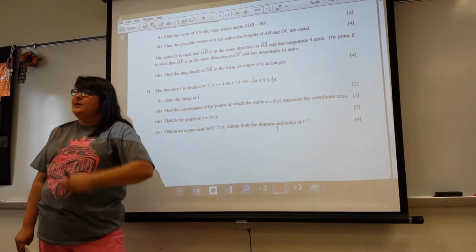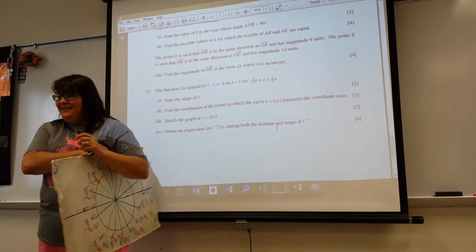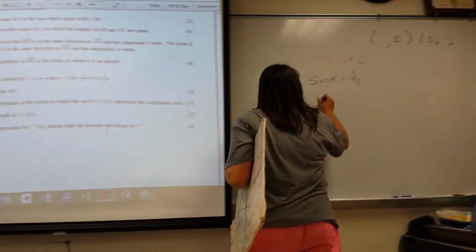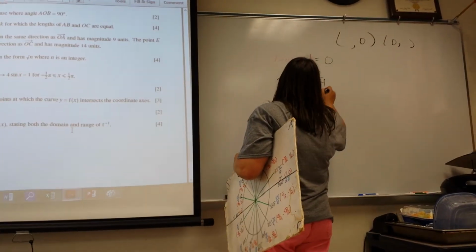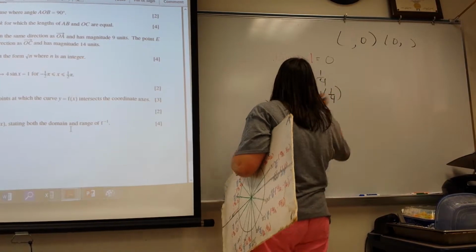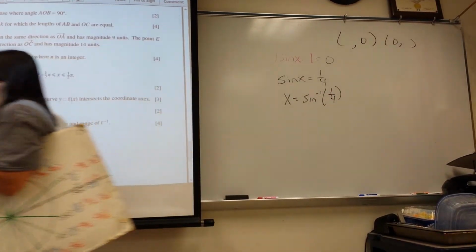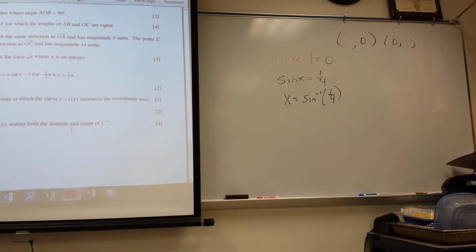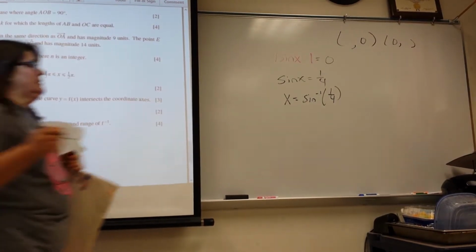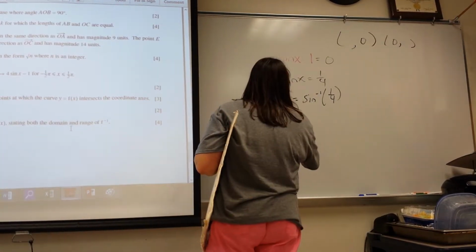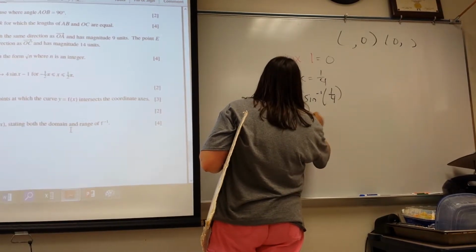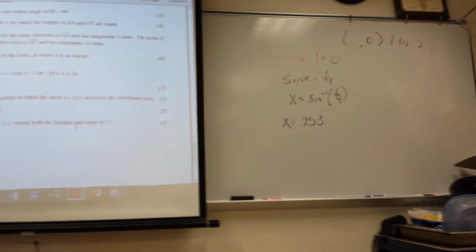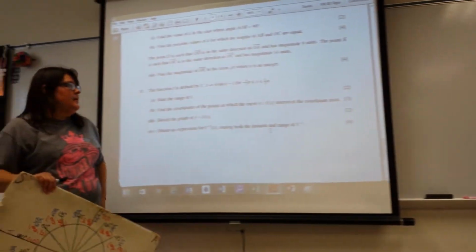I thought you were solving for x. We are. How do you solve for x? Don't you have to do the inverse? Yeah, that's great. So x equals inverse sine of 1/4, and you're going to make sure you're in radian mode. That gives 0.253. So we are there at 0.253.